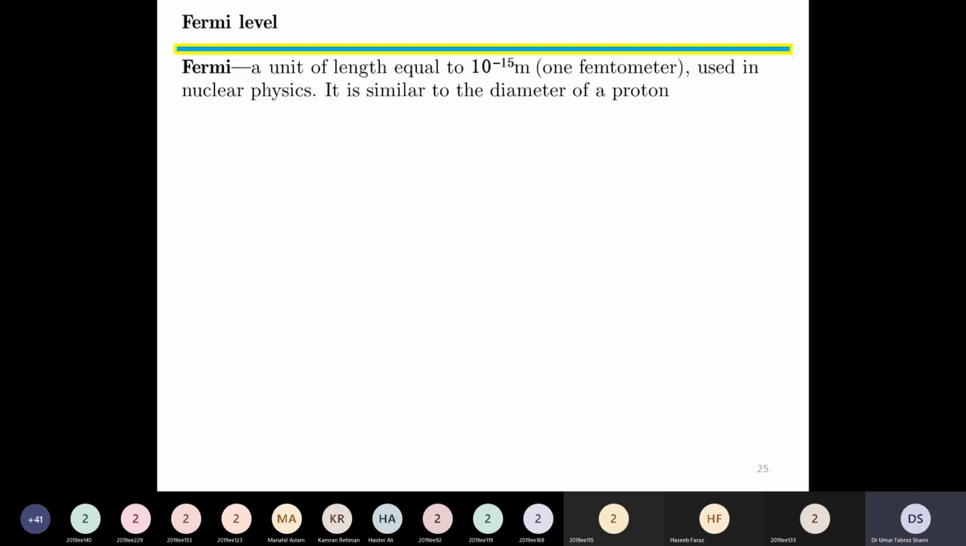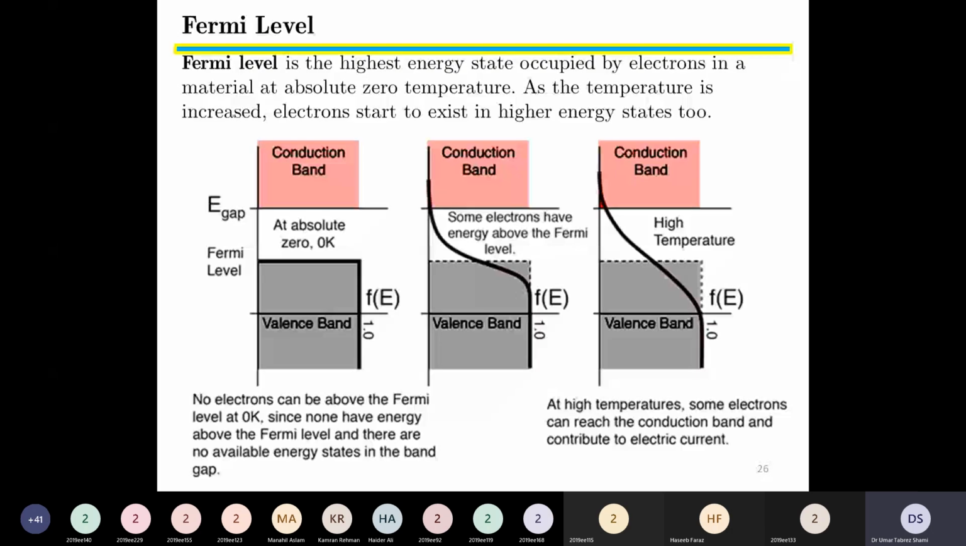Fermi was no person, no scientist or anything. Maybe it is a scientist, but it is a unit of length, and the unit of length is 10 to the power minus 15 meter, which is similar to the diameter of one proton. This is the definition of Fermi. Now we come to Fermi levels. So I would like all of the students to pay extra attention.